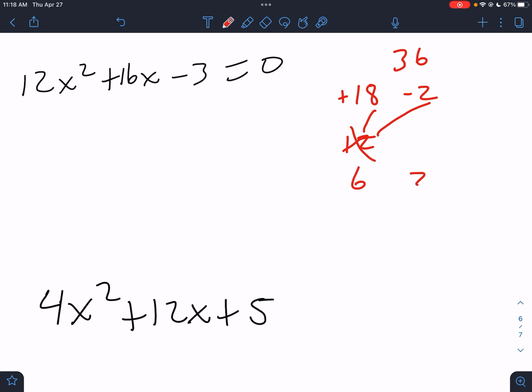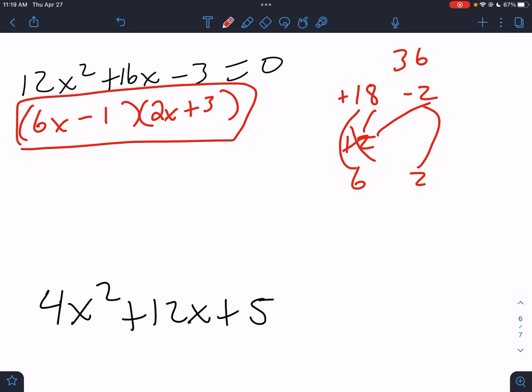Try 6 and 2. Well, 6 gets me 18. 2 gets me 2. I like it. So 6x and 2x looks like that's the deal. So 6 times 3 gets me 18, and 2 times negative 1 gets me negative 2. When I distribute, I get 12x squared. I get plus 18x minus 2x, right?